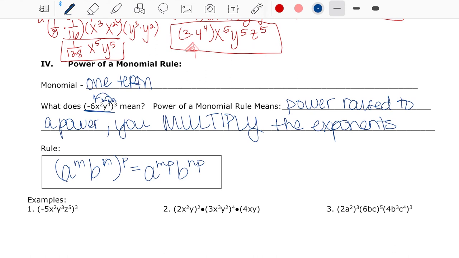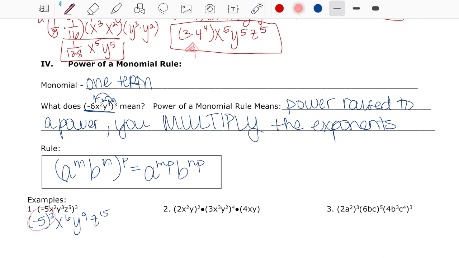So now we're going to look at example 1. And we have negative 5x squared y cubed z to the 5th all to the power of 3. So that exponent on the negative 5 is a 1 right there. So when that 3 multiplies in, this becomes negative 5 to the power of 3. X squared all to the power of 3 becomes x to the 6th. We get y to the 9th, and then z to the 15th.